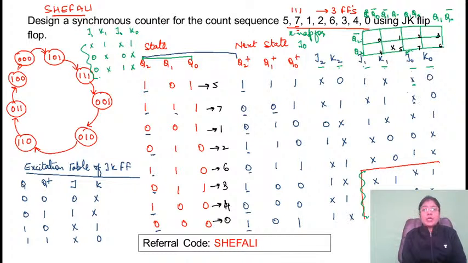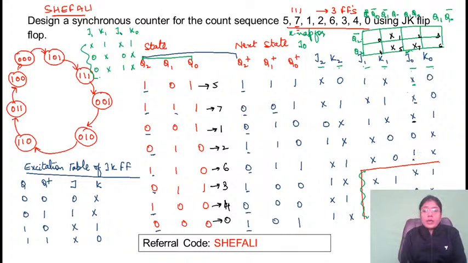Corresponding to 7 we are getting don't care. Corresponding to 1 we are getting don't care. Corresponding to 2 we are getting 0. 0 को हम include नहीं करते हैं. So I'm not including this. If you want to include, you can.